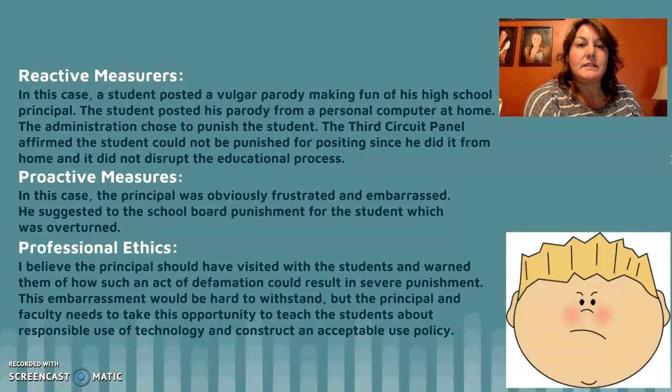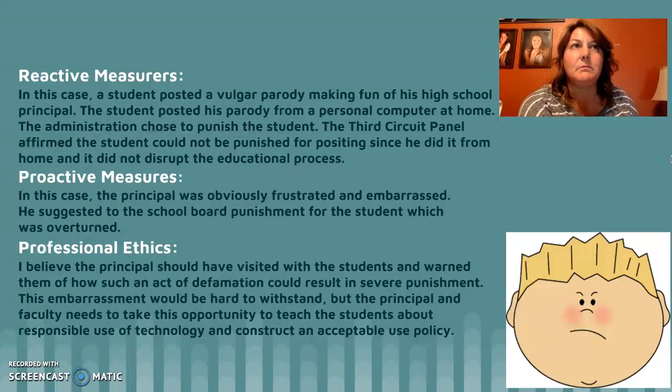So reactive measures in this case: a student posted a vulgar parody, making fun of his high school principal. The student posted this parody from his personal computer at home. The administration chose to punish the student. The Third Circuit panel affirmed the student could not be punished for posting since he did it from his home, and it did not disrupt the educational process. Proactive measures in this case: the principal was obviously frustrated and embarrassed. He suggested to the school board punishment for the student, which was overturned. He was embarrassed, and he wanted something to happen to the student to teach him a lesson.